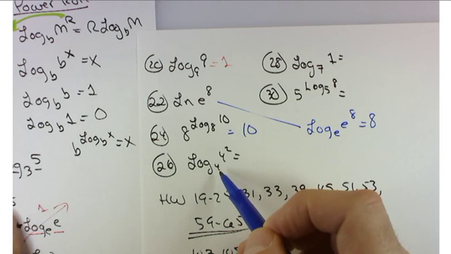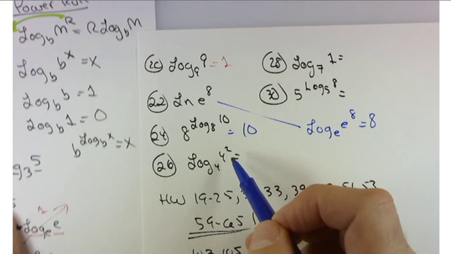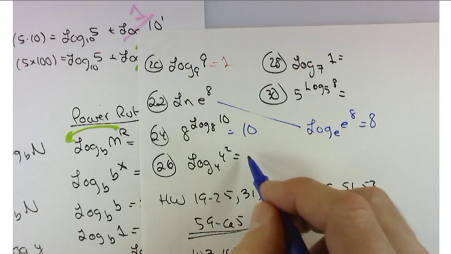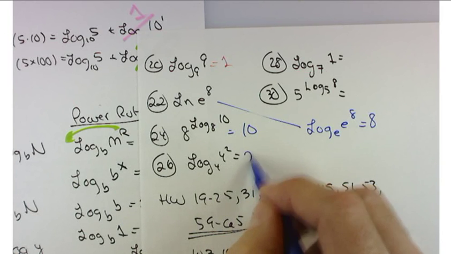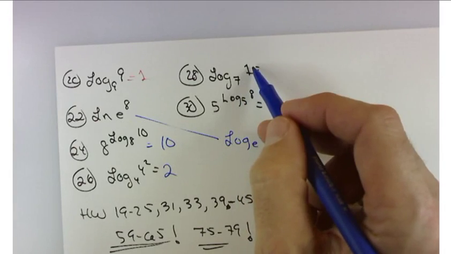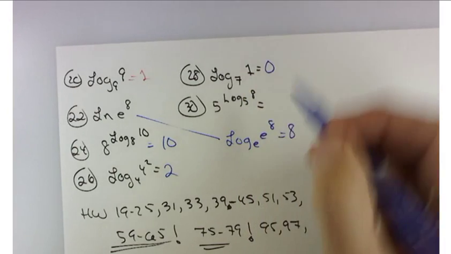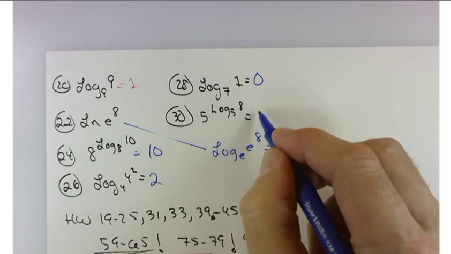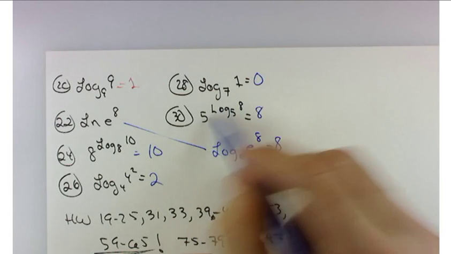Problem number 26. Log base 4 of 4 squared. That's back up here, right? So what are we going to get for this one? 2. Thank you. What power of 7 gives me 1? 0. And 5 to the log base 5 of 8. 8. Yeah, again, those cancel each other out.